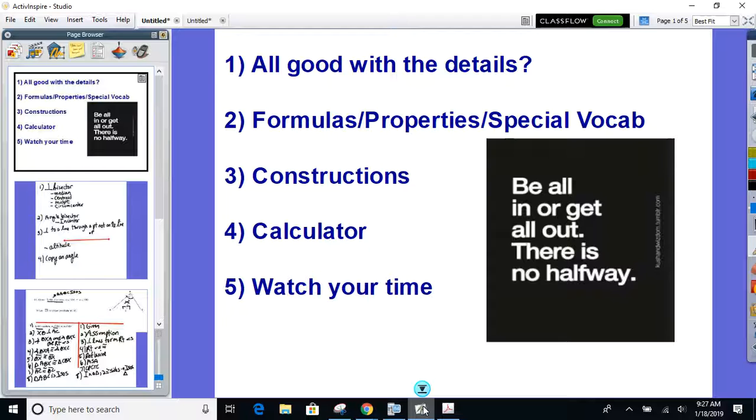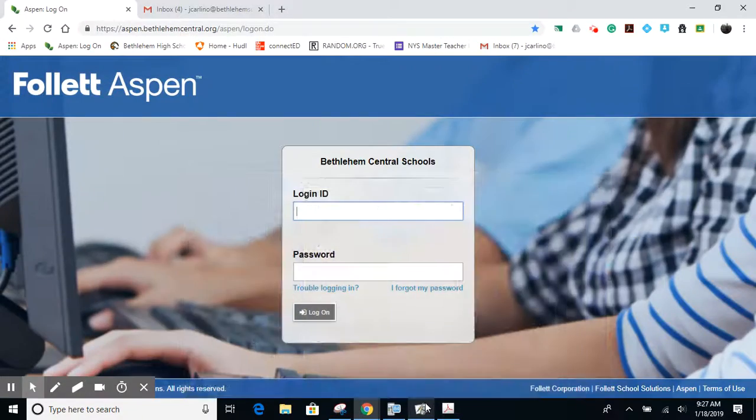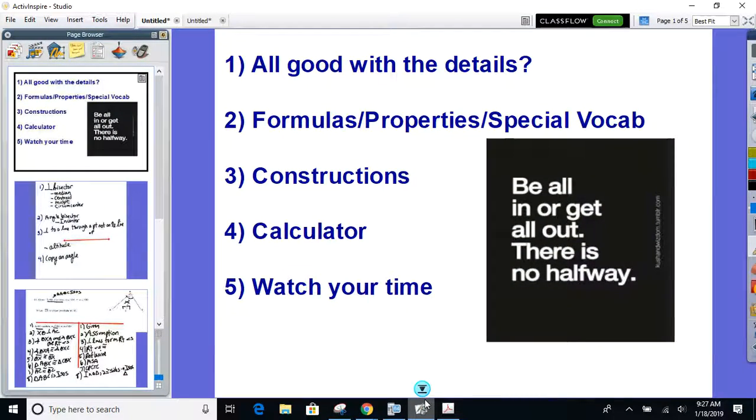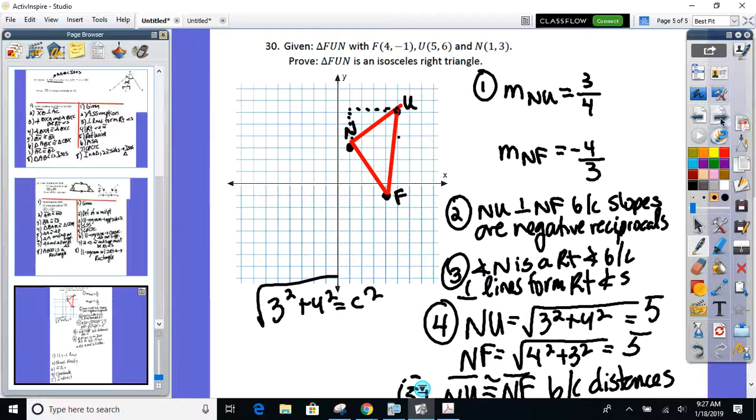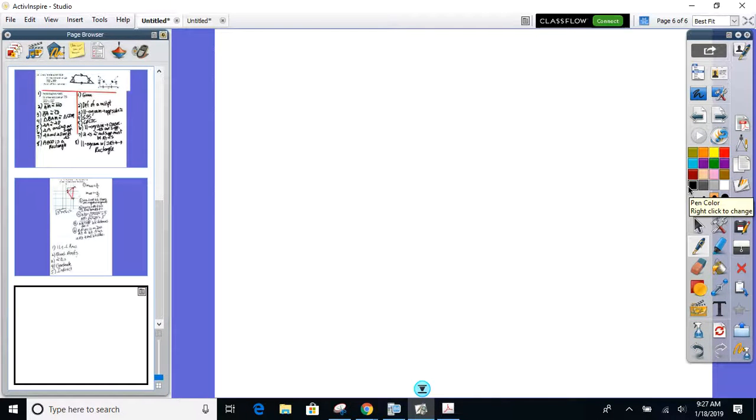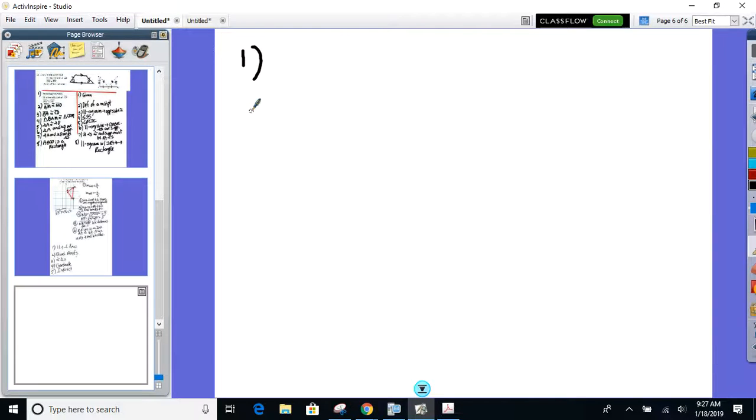Real quickly, constructions. I probably should go over all the different constructions that you're going to need to know, just so if somebody asks, I don't want you wasting your time on certain constructions. Okay, what do you think? I'm going to go through this pretty quickly.